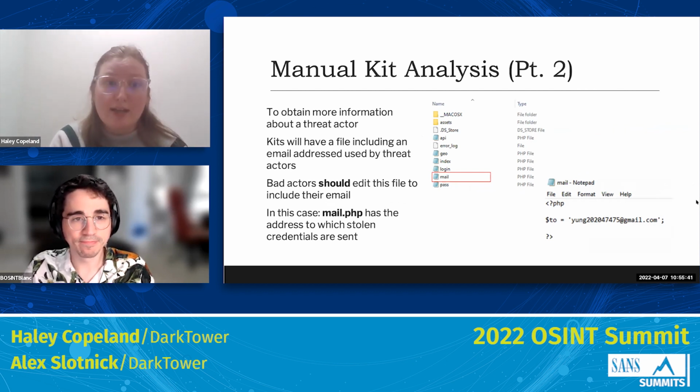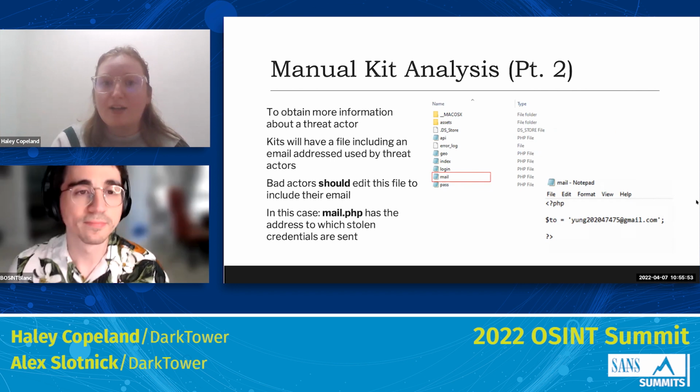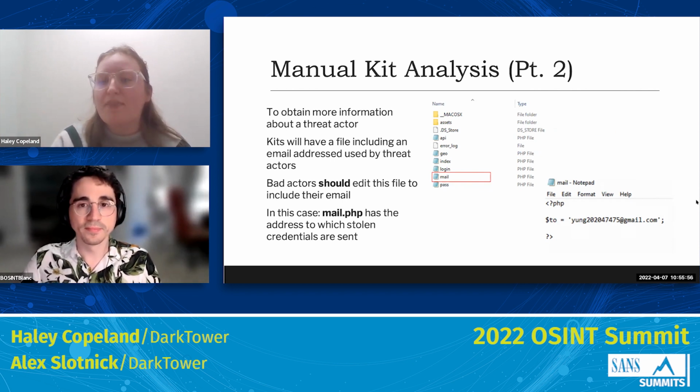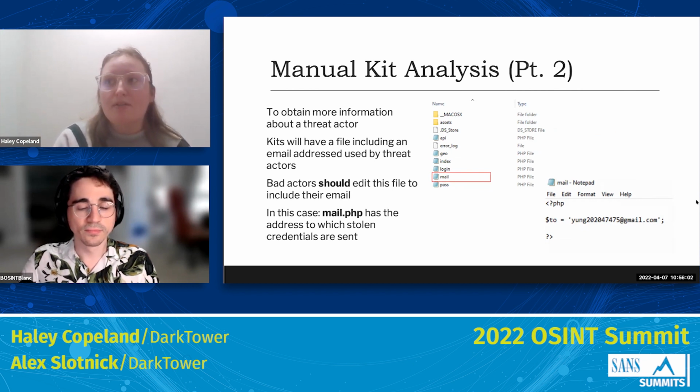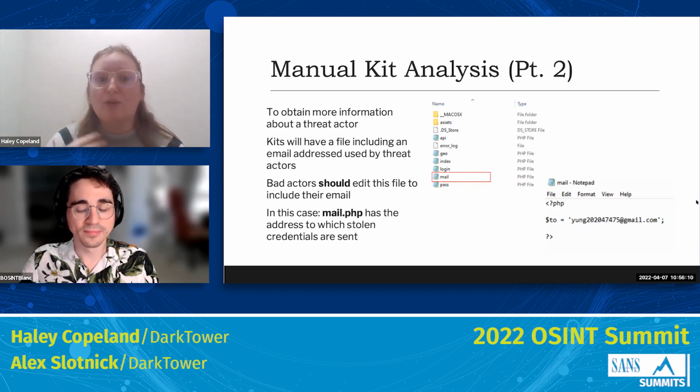Another manual kit analysis tip: in order to obtain more information about the threat actor who uploaded the kit that you're looking at, you can look through the PHP files. One that proves consistently useful is mail.php. One of the functionalities of phishing kits is that this file can be edited by whoever purchases the kit as a way to make sure that the information submitted into that phishing page gets sent to them. Threat actors should edit this, but in some cases they neglect to.